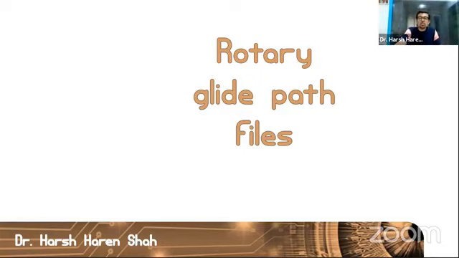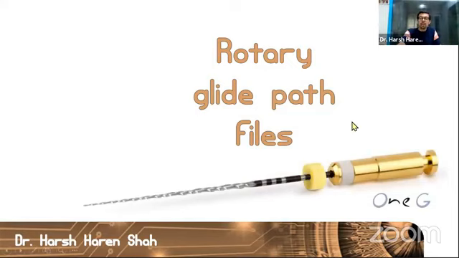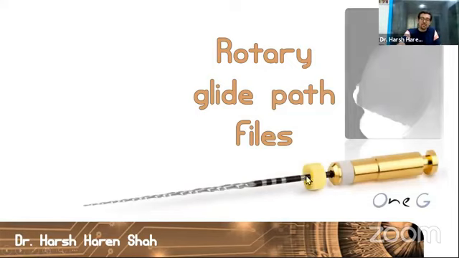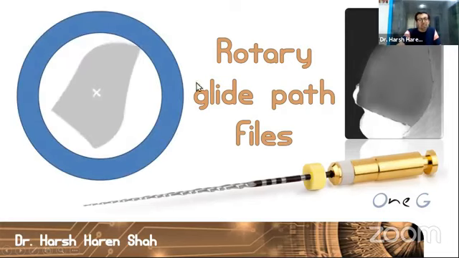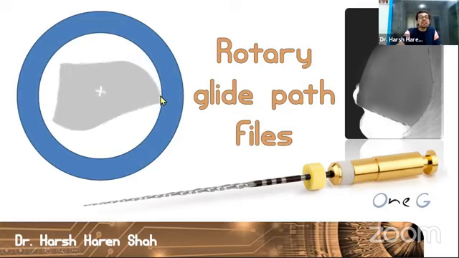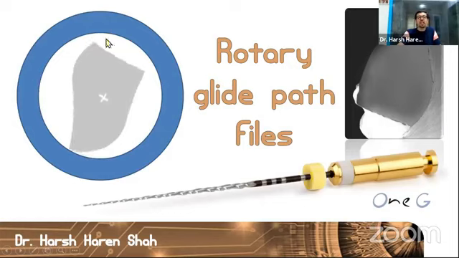However, if you want your procedures to be further convenient or even faster, you can use rotary glide path files. These are rotary files which are available dedicated for the purpose of preparation of glide path. 1G is one such example of rotary glide path files. Some of the salient features I could tell you of this file is that the cross section of the file has been made in such a way, it has an asymmetric cross section, in which only one cutting edge is engaging the root canal wall. Two edges of the file remain free, they are suspended.